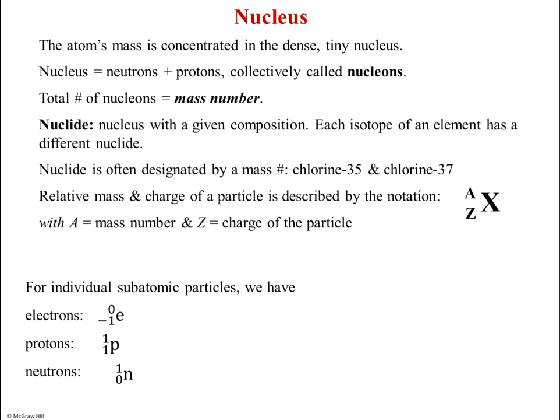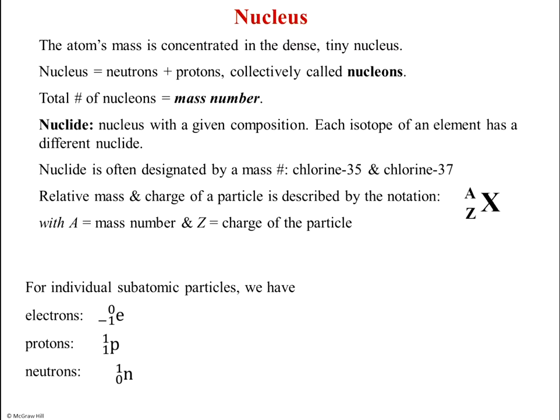A nuclide is a nucleus with a given composition. Each isotope of an element has a different nuclide. A nuclide is often designated by a mass number, so for example, chlorine-35 and chlorine-37. The relative mass and charge of the particle is often described by the following notation, the A, Z, and X notation, where X is the particle, A is the mass number, and Z is the charge of the particle.